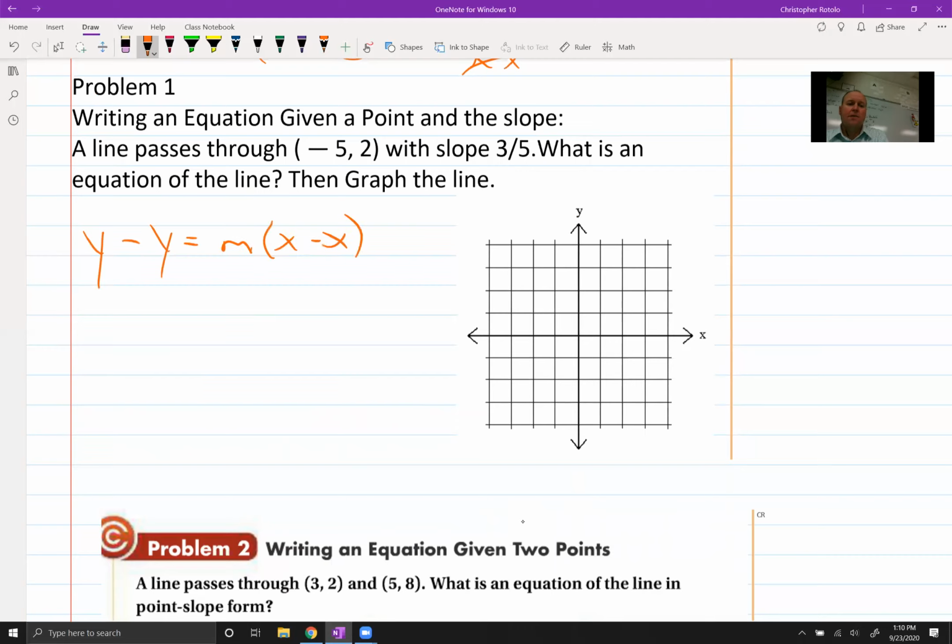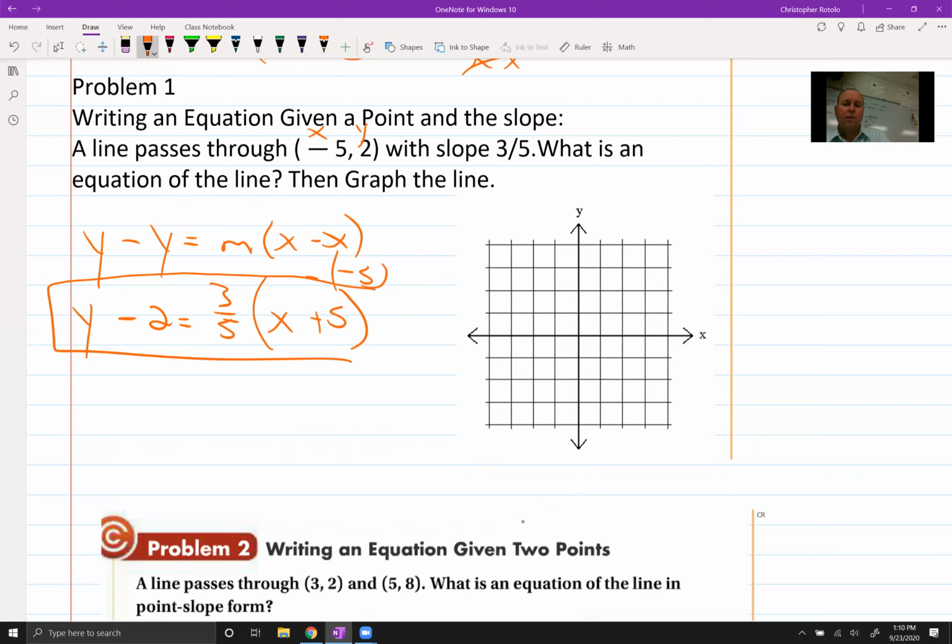So we're going to drop some things in here. Remember, this is x and this is y. So I got y minus 2. The slope, that was 3/5. And x minus -5. Well, we don't write double negatives. So we're going to make that +5 right away. So I wrote the equation in point slope form. All right, that's pretty easy.